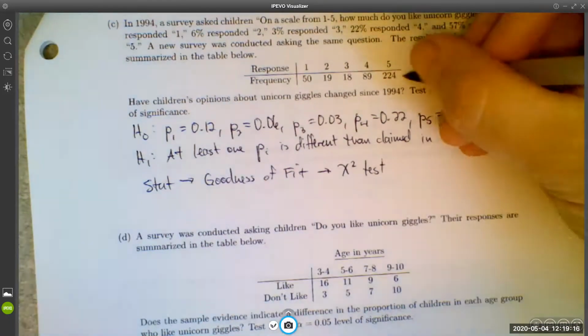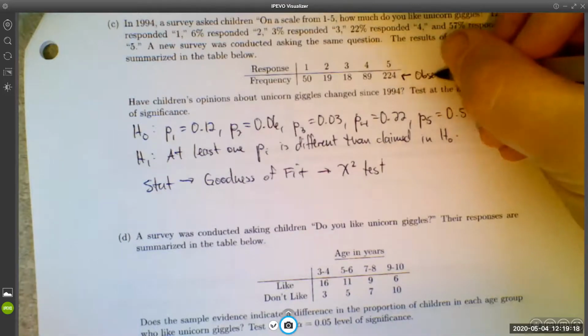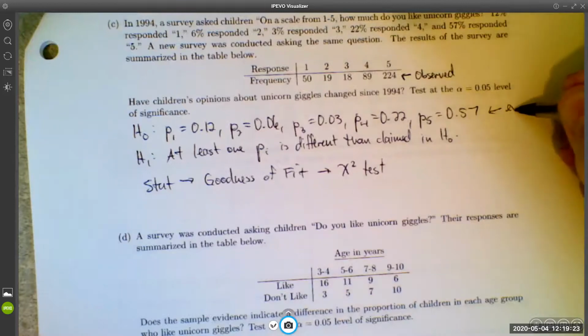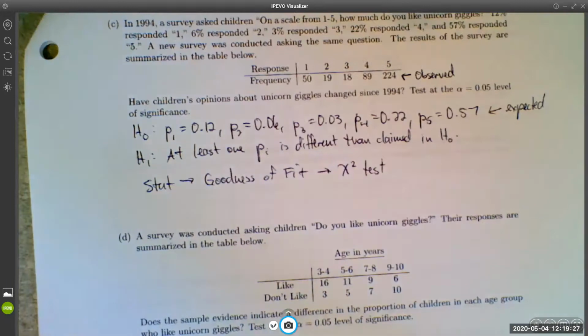These values right here are your observed values. So you're going to enter those into an observed column. And then these values right here are your expected values. You're going to enter them into an expected column. And then run the test in StatCrunch.